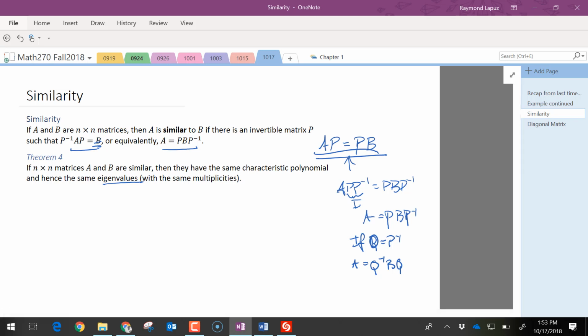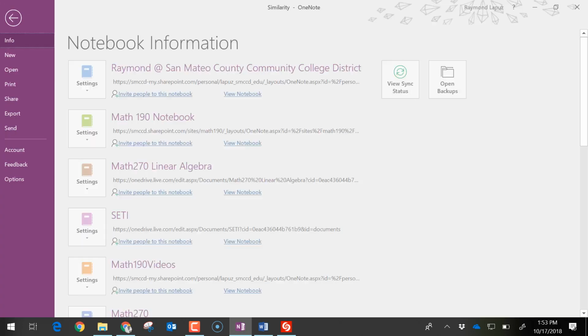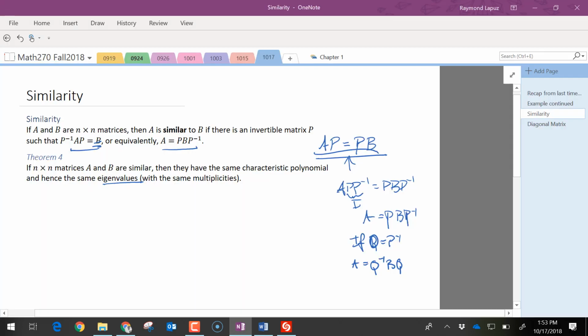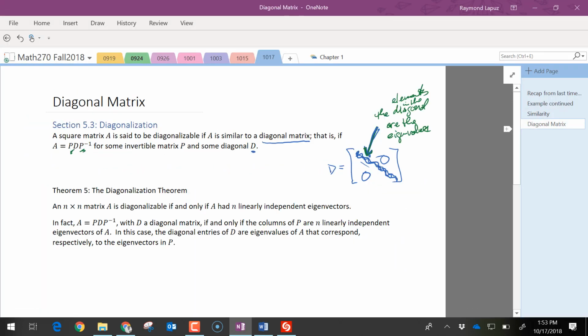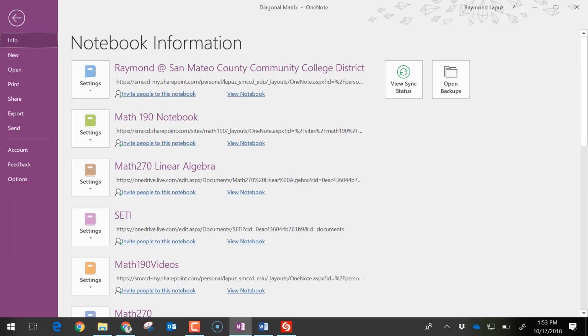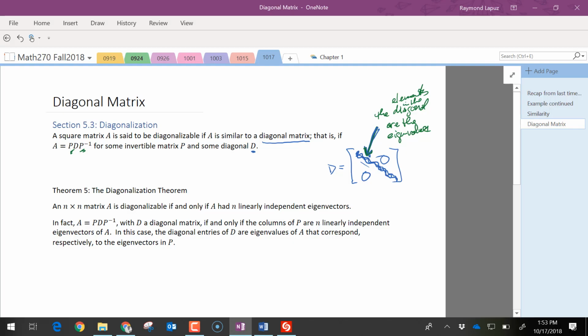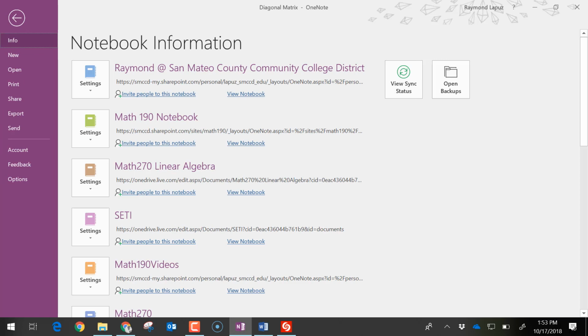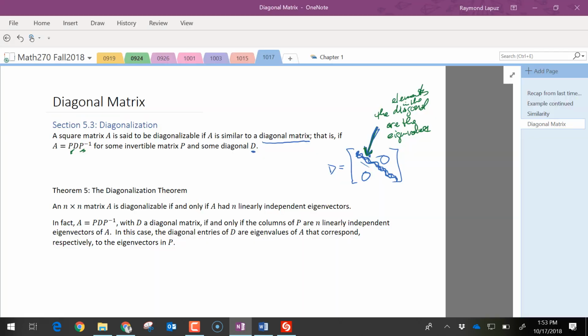But what we're interested in is a special matrix that's going to have a special feature, and the special feature is that it is a diagonal matrix. If it's not a diagonal matrix, then it's not really important. I mean, it might be important for something, but it's not.